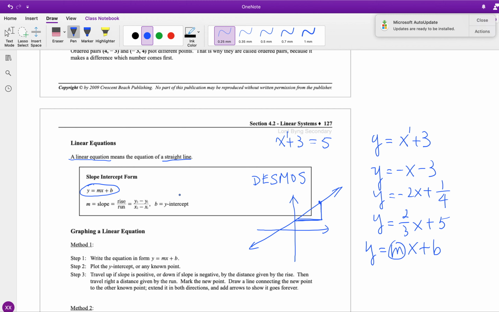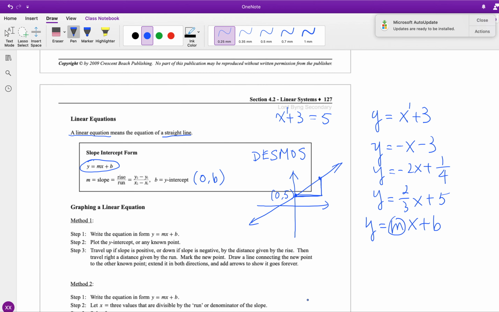Now b is called the y-intercept. Why y-intercept? Y-intercept means when x equals 0. So for example, if x equals 0, y equals 5. That means this graph will intercept the y-axis at 5, because at this point your x value is 0. At this point the x value is 0, and the y value is 5.